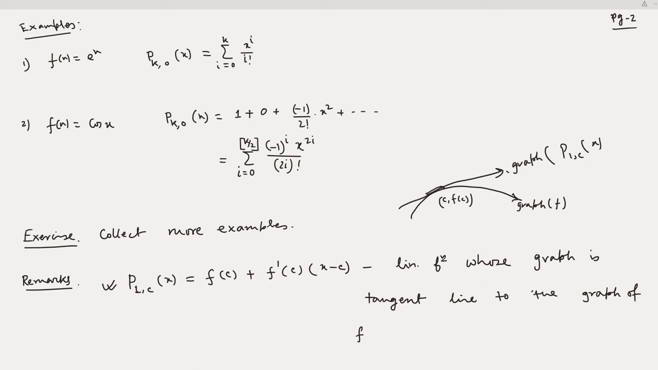Therefore this is the graph of F, so this is the best linear approximation of F at C, okay. So remarks, this is the first remark, and second remark, so next page is page number 3. Okay, so this is remark 2.